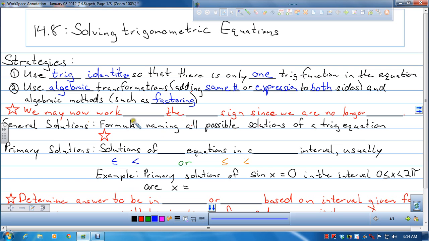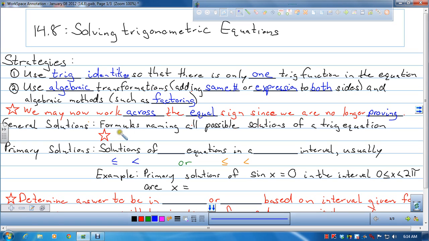Since we are no longer proving, we may now work across the equal sign as we work to solve these. So as we work across the equal sign, since we are no longer proving identities.